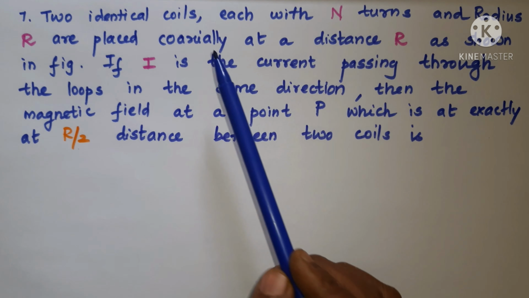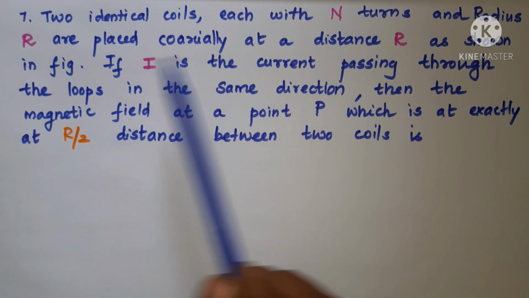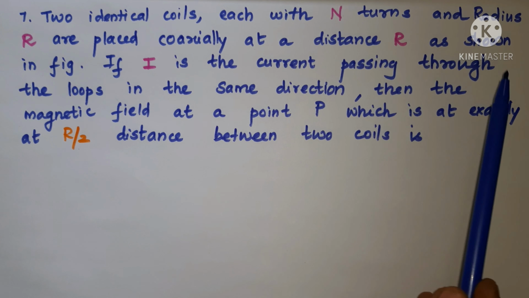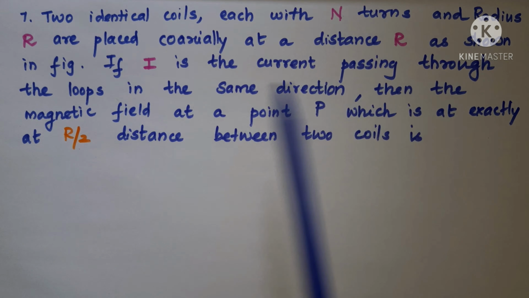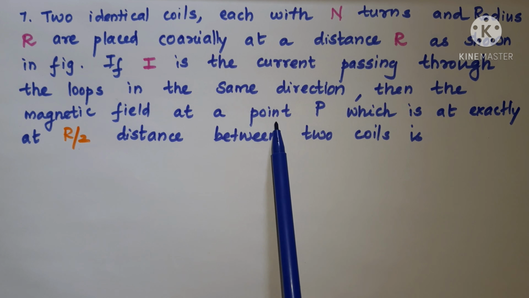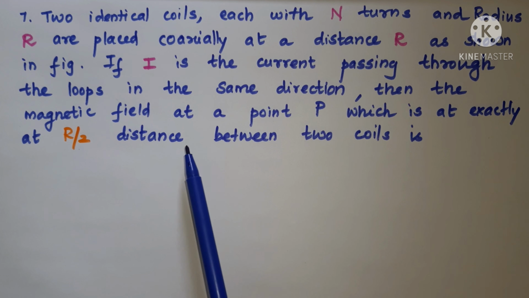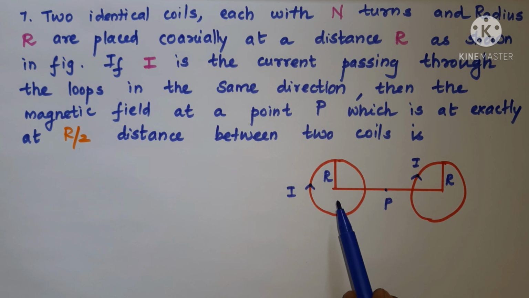Next one. 2 identical coils, each with n turns and radius r, are placed coaxially at a distance r as shown in the diagram. If I is the current passing through the loops in the same direction, then the magnetic field at the point P, which is at exactly r by 2 distance between the two coils, is to be found.